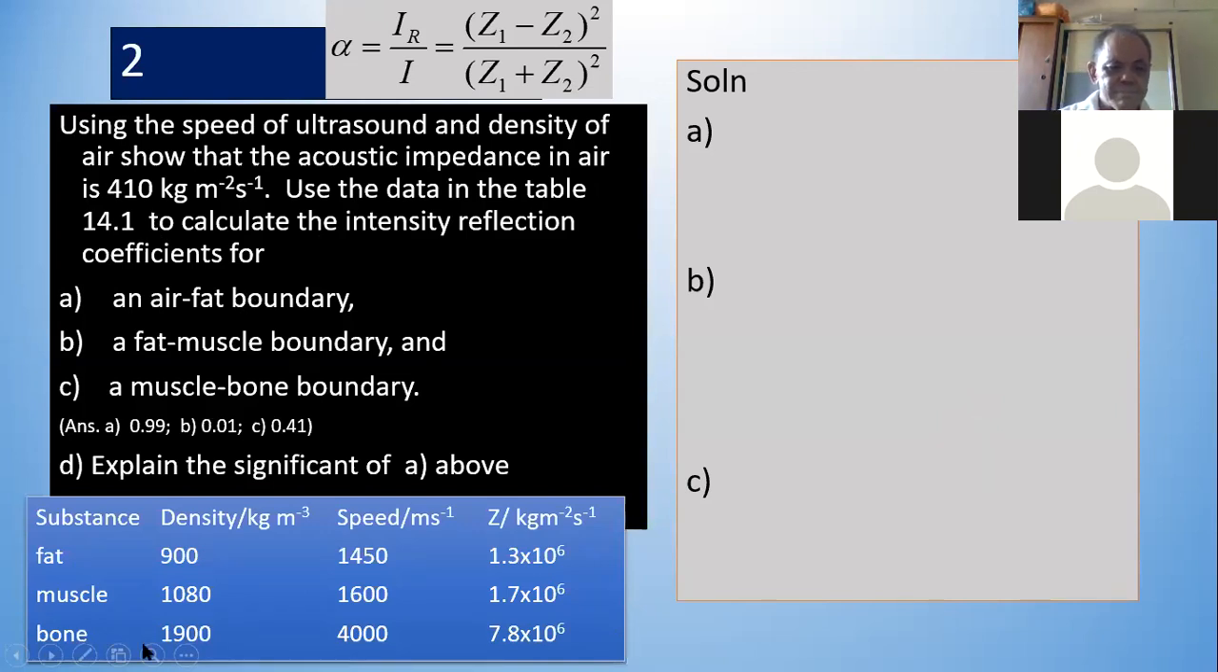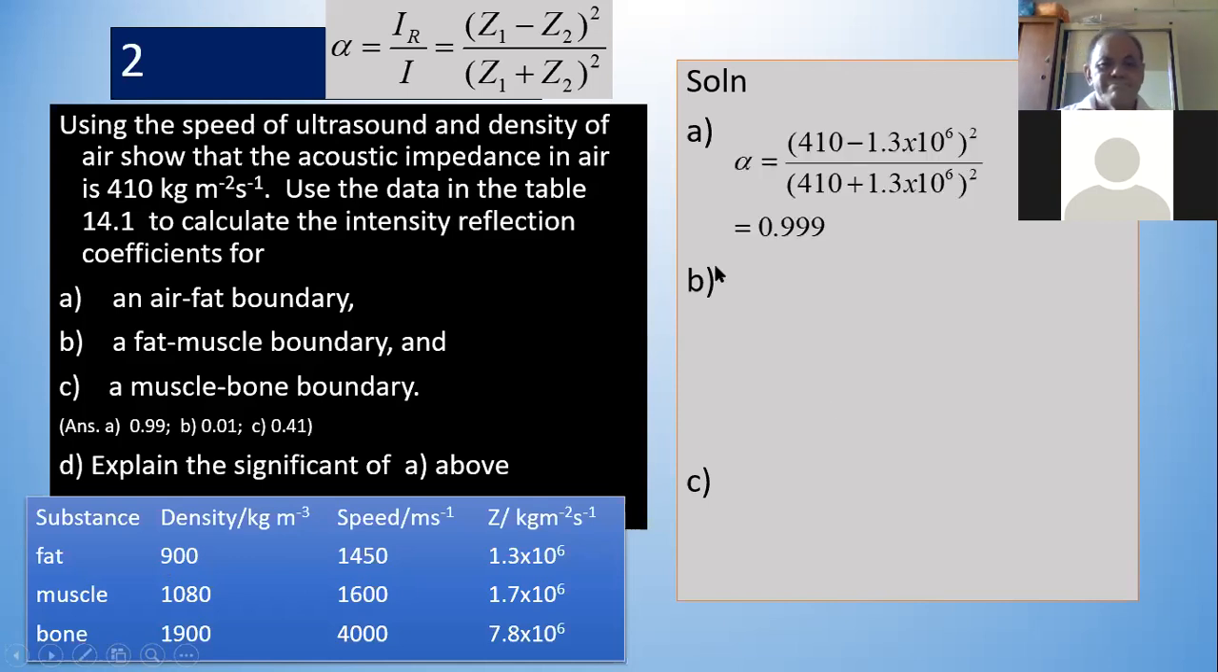That's your fat. Air is given. So alpha, air, that's your Z1, air. Doesn't matter which you subtract from which. Ultimately, whether it's positive or negative, you square that, it becomes positive. Okay, so if that is your air, then Z2, your fat, look at fat. Your Z for fat is this one. Sorry, fat is this one. That one is muscle. This one is your fat.